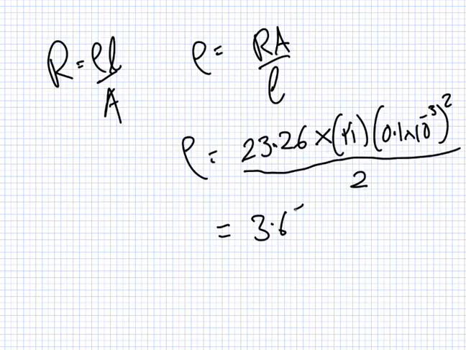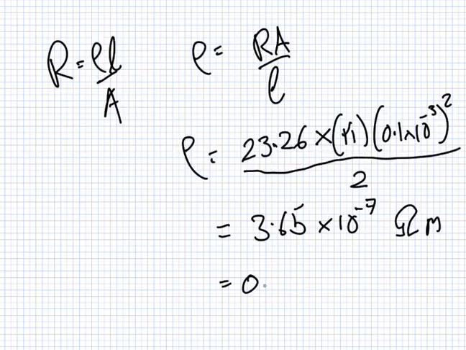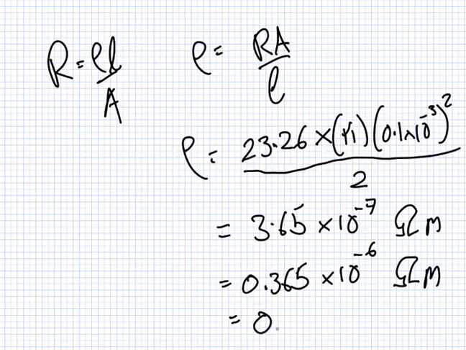3.65. 10 to the minus 7, is it? Yes. Ohm meters. So that would be 0.365 times 10 to the minus 6 ohm meters. So the answer is 0, should I do it in milli or micro? Doesn't matter. 0.365 micro ohm meters.